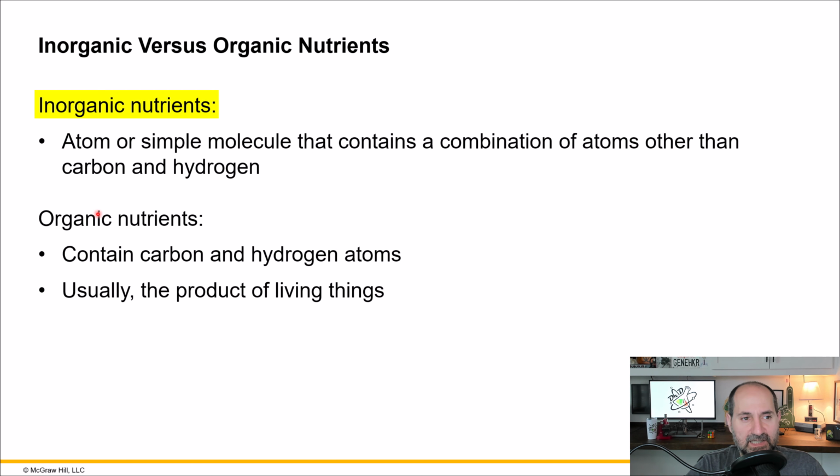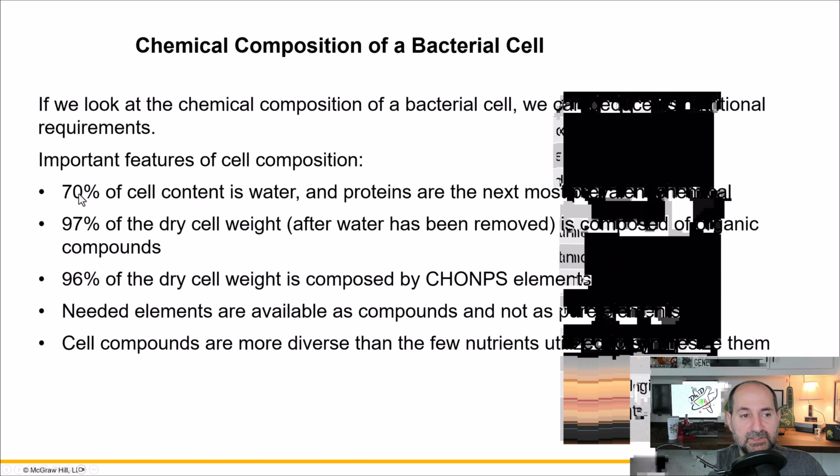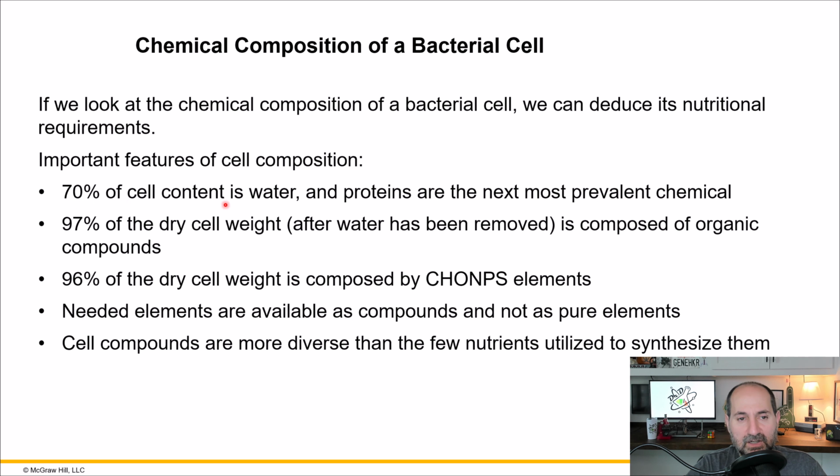Obviously, we talked about inorganic nutrients and organic nutrients. Know the difference between those two. So it's important that you know that 70% of the cell content is water. So most of your weight is water weight. However, 97% of the dry weight after water has been removed is composed of organic compounds, and 96% of that weight is composed by these 6 elements alone: carbon, hydrogen, oxygen, nitrogen, phosphorus, and sulfur. So these are the big 6, right? These are the 6 most important elements that make up the majority of your body weight.